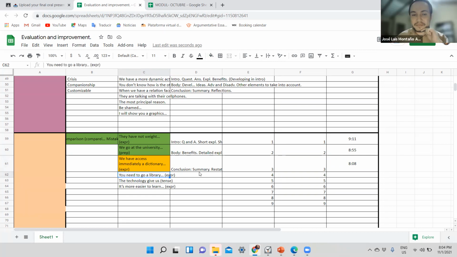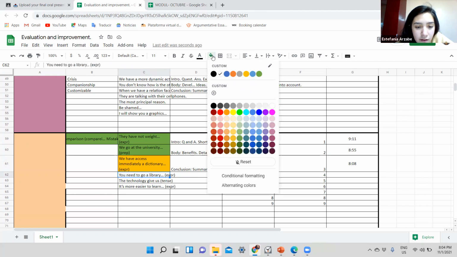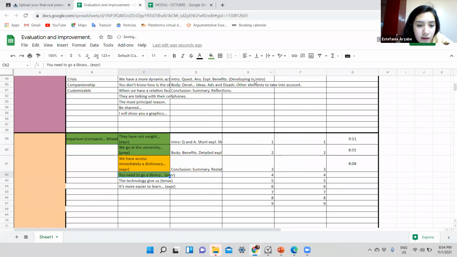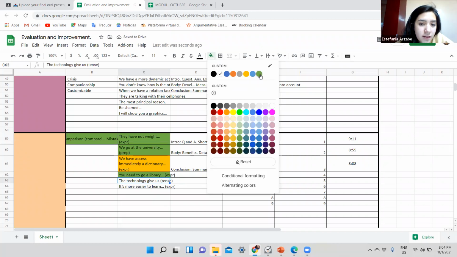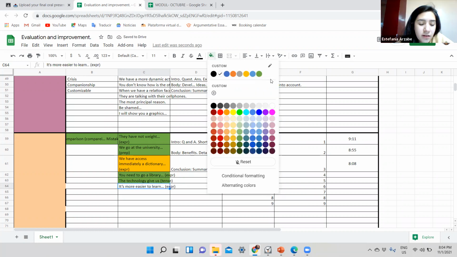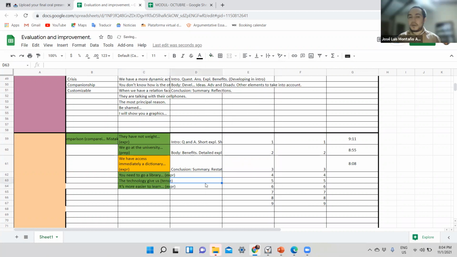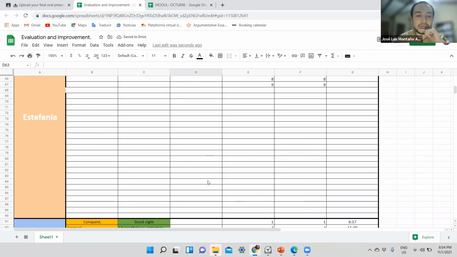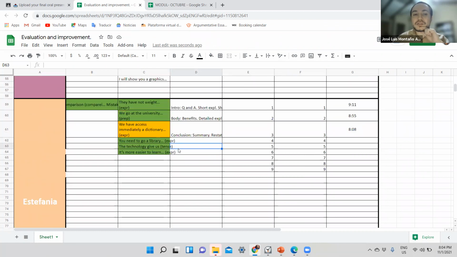The next one, please. You need to go to a library. Okay, the technology gives us, good, and it's more easier, it's only easier. There you go. Exactly. Okay, that's it. I have no more observations with you. I don't know if you have any questions related to this, Stefania, before going to the explanation of the class. No, teacher. Okay, perfect. Thank you very much.